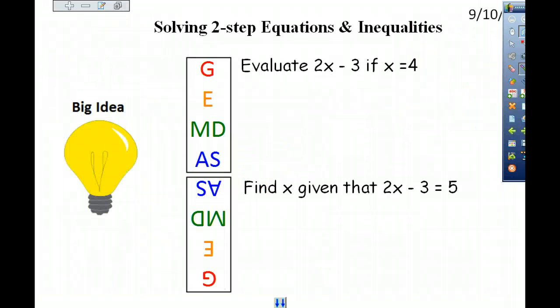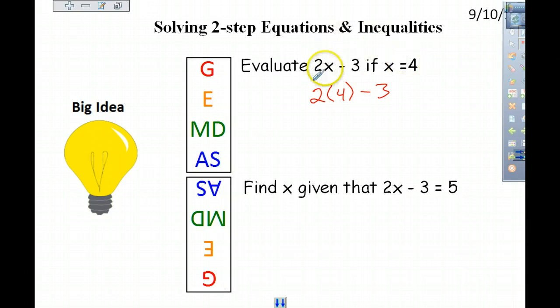Let's get back to today. All right, here's a big idea. Watch this up here. If you're to solve here, I plug it in. I just take the 4, substitute in here, and then I do what? Times 2. Bring down the -3, and then 8 minus 3 is 5.